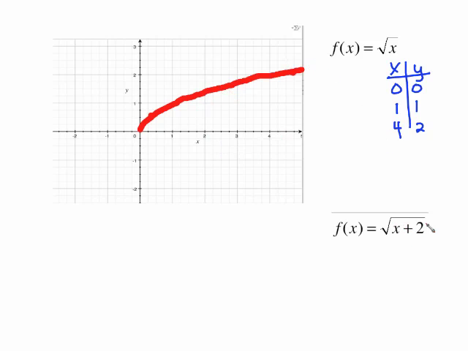This is inside the square root. That makes it a horizontal thing. Because it says plus 2, I'm going to move everything to the left 2. So take that point and go over 1, 2, make a dot. That one over 1, 2, and make a dot. This one over 1, 2, and make a dot.